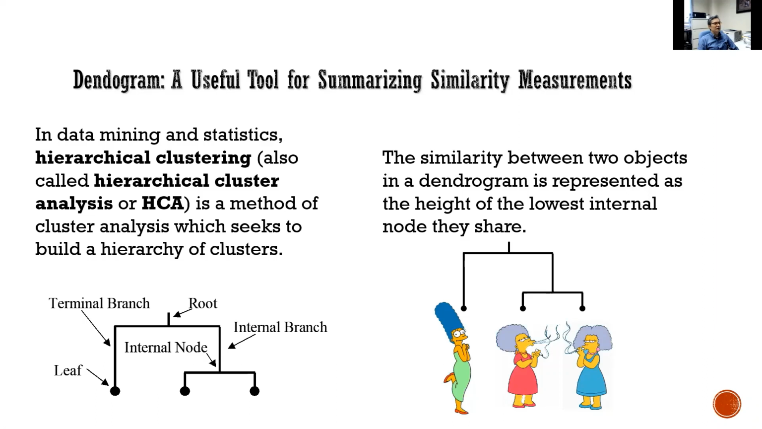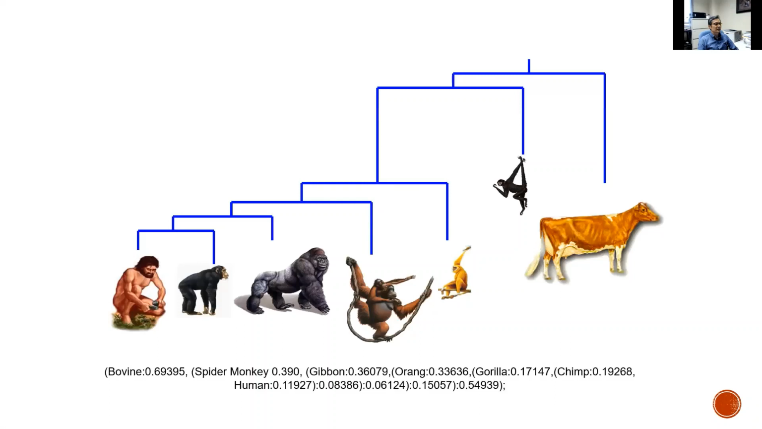Dendrogram is a useful tool, and people have used it for clustering purposes. You can build a tree based on similarity between objects, and then you have nodes, a root, and leaves. People have used this tree structure everywhere, and this is an example in molecular evolution. You can build a gene tree to reflect the evolutionary relationship between different species.